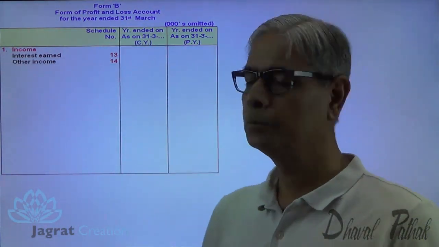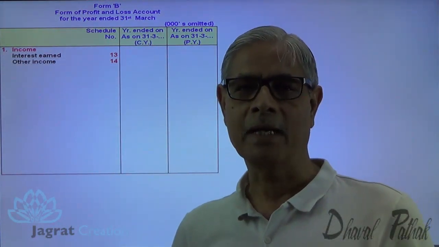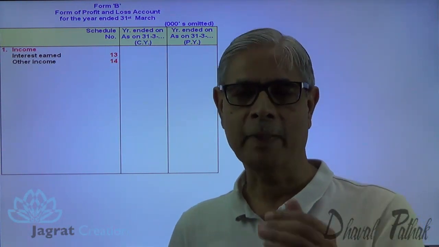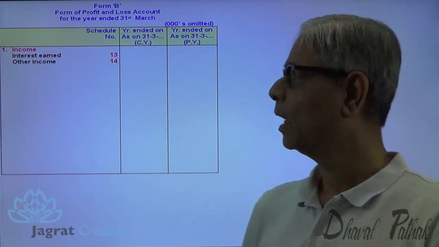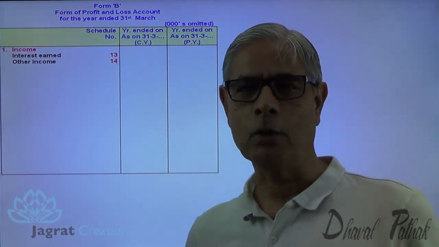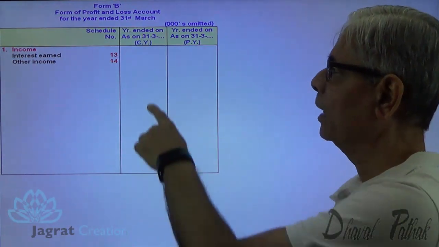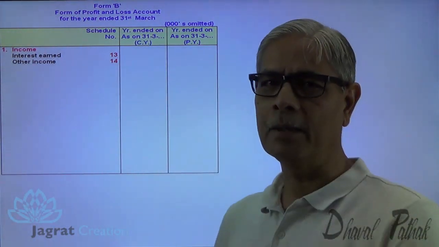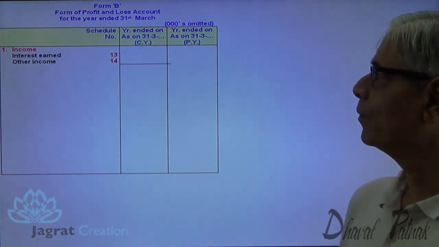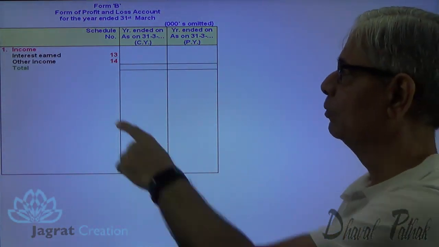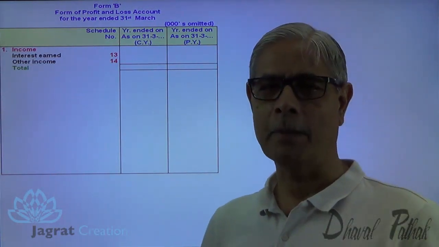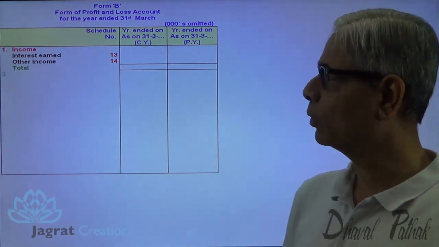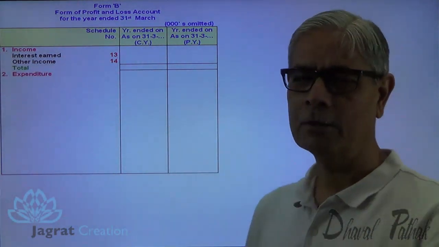Other income. Other incomes are reported by preparing Schedule 14. I'll explain its content after explaining the basic layout of the profit and loss account. Now the 13th and 14th schedules identify the income for the bank. The total of these two gives the details of total income of the bank. From this income, you are required to deduct the expenditure.